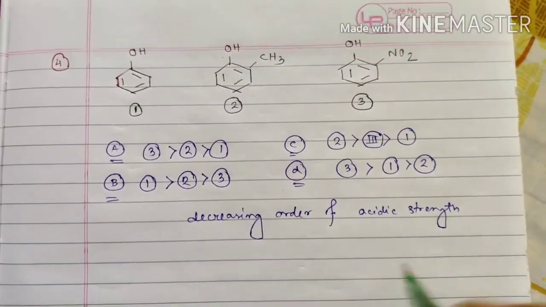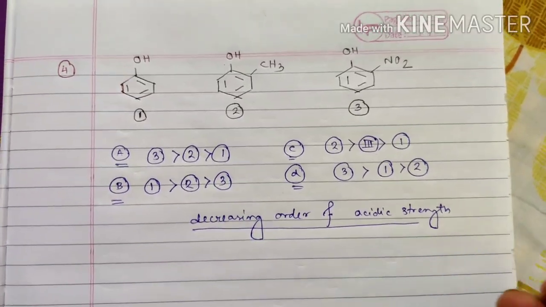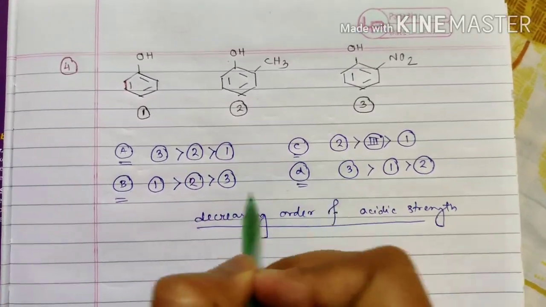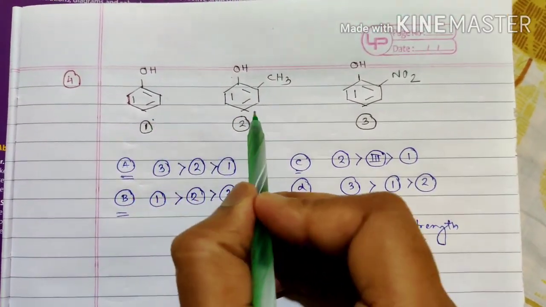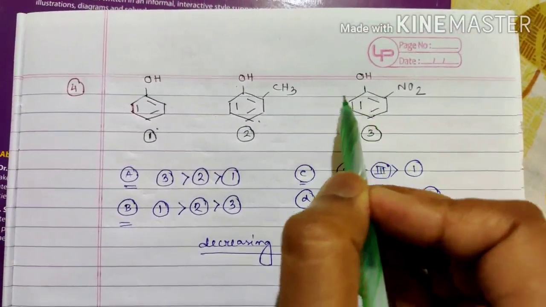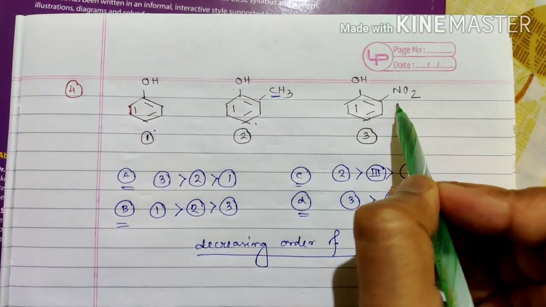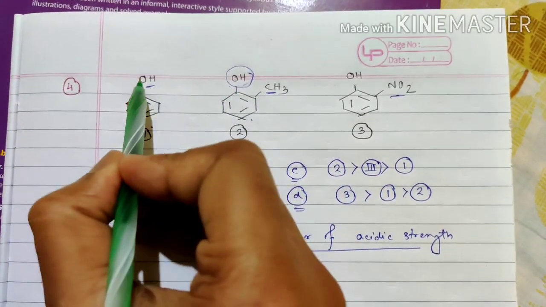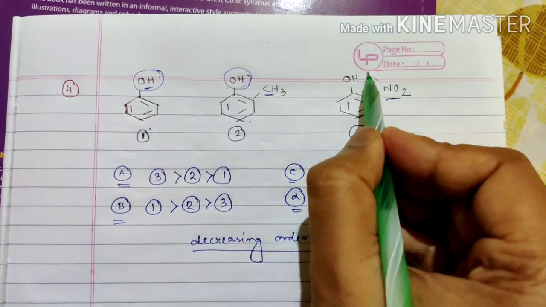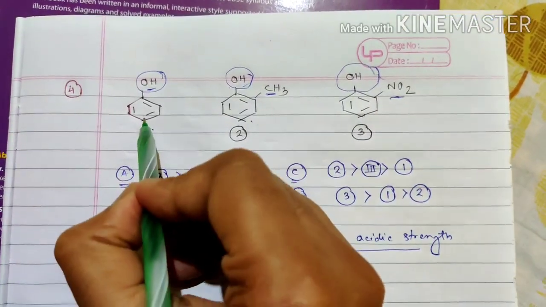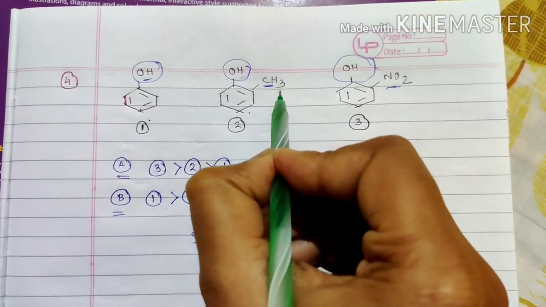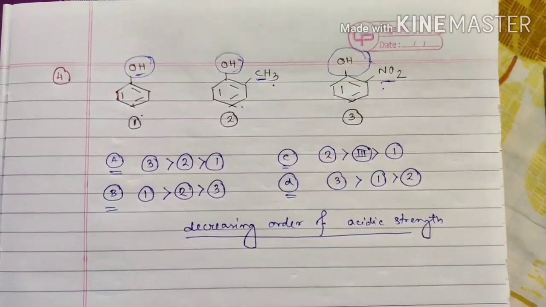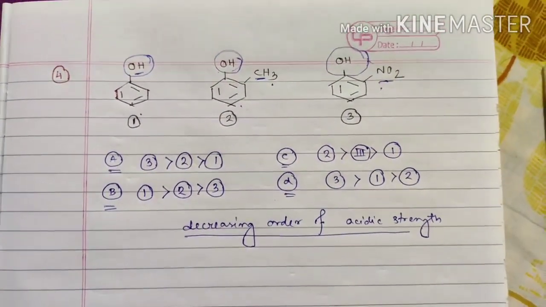Fourth question for today is a similar one. Here we have to find out the decreasing order of acid strength. Kindly pause the video and see the options carefully. So there are 3 compounds given. In one there is a CH3 group, in another there is NO2, and in all the cases the OH group is a common factor. Here there is no substituent, here there is CH3 and here there is NO2. So let us see what is the correct order of decreasing acid strength.